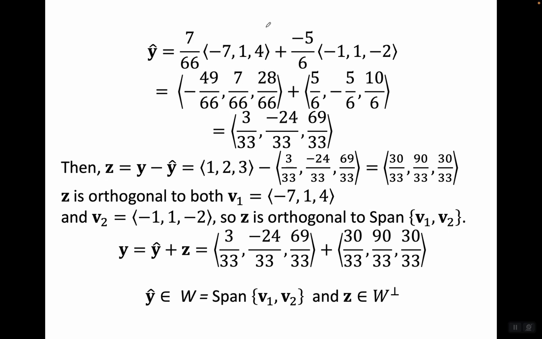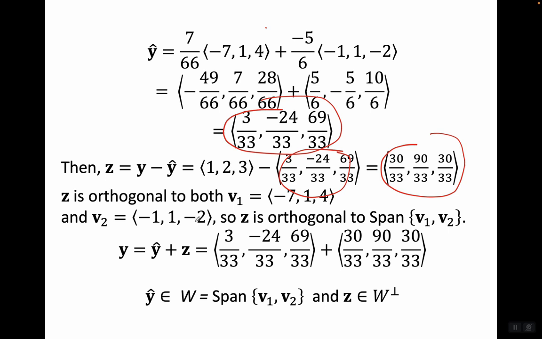When you do the math, plug in all the numbers, you end up with 3/33, negative 24/33, 69/33. So z equals y minus y hat. It's going to be y, which is 1, 2, 3, minus the vector we just found a moment ago. And this works out to be 30/33, 90/33, 30/33. And z is orthogonal to both v1 equals negative 7, 1, 4, and v2, negative 1, 1, negative 2. So z is orthogonal to the span of v1, v2, the set of all linear combinations of those two.